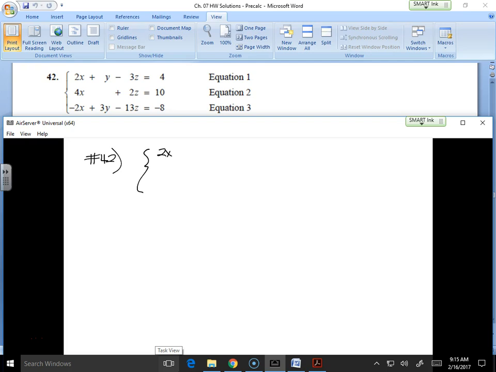You guys help me review. 2x plus y minus 3z equals what? 4? Read off the next equation. It's faster. 4x... 2z equals 10. Keep going. Negative 2x plus 3y minus 16z equals negative 8.